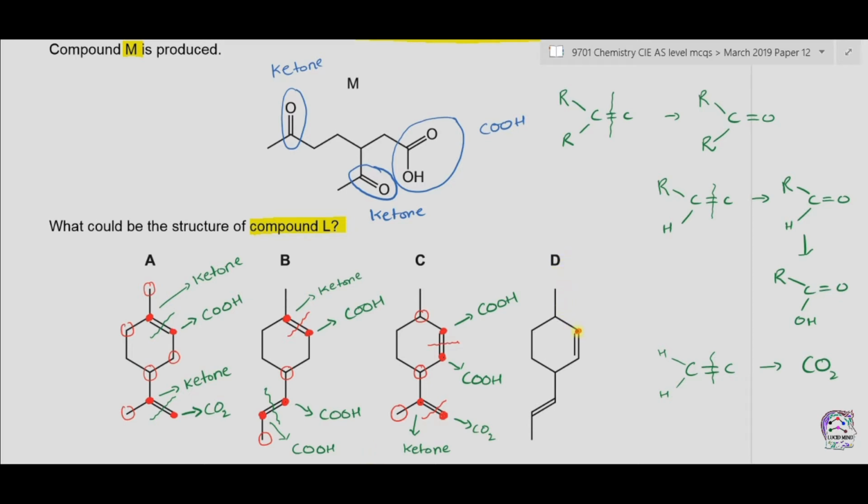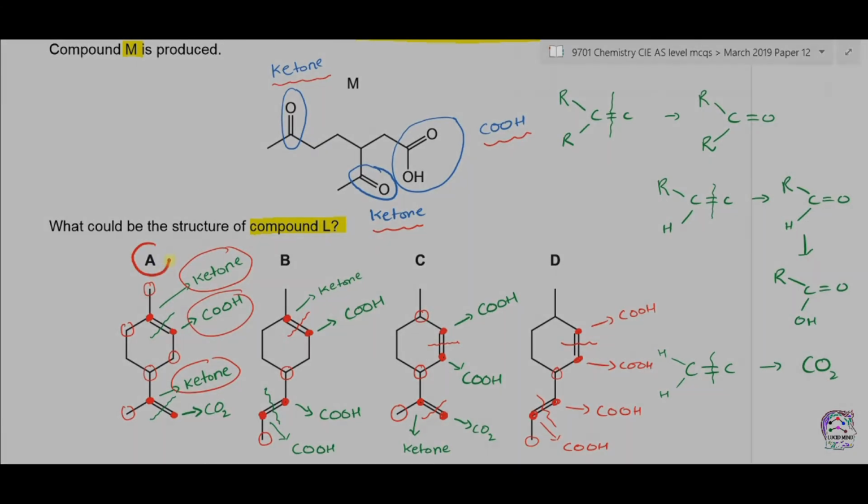In part D, again we have this carbon and this carbon. Both will convert into carboxylic acid. This carbon and this carbon. These both will also convert into carboxylic acid functional group. In the structure of M, we can see we have two ketone functional groups and one carboxylic acid functional group. So in these four options, you can see that we have two ketones and one carboxylic acid functional group, which is just made by the structure A. So therefore A is the correct option.